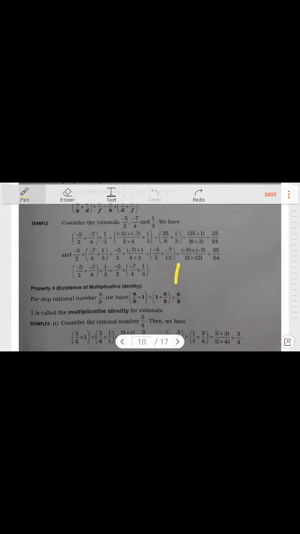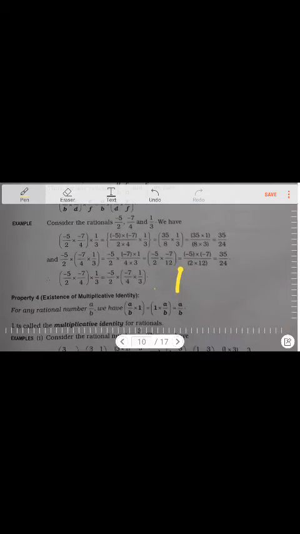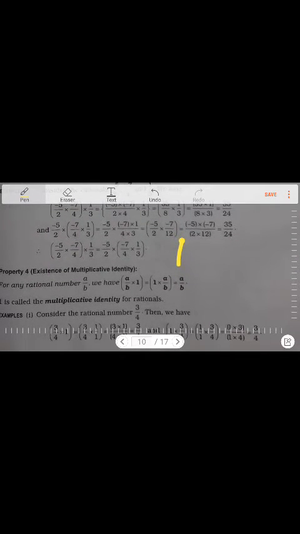And 1 into 3 by 4, you can even see it in your book, becomes 1 by 1 into 3 by 4, which is 1 into 3 and 1 into 4, that is 3 by 4 only. In both cases, 3 by 4 comes. Either we are multiplying 3 by 4 with 1, or 1 is being multiplied by 3 by 4. In both cases, the answer is the same.